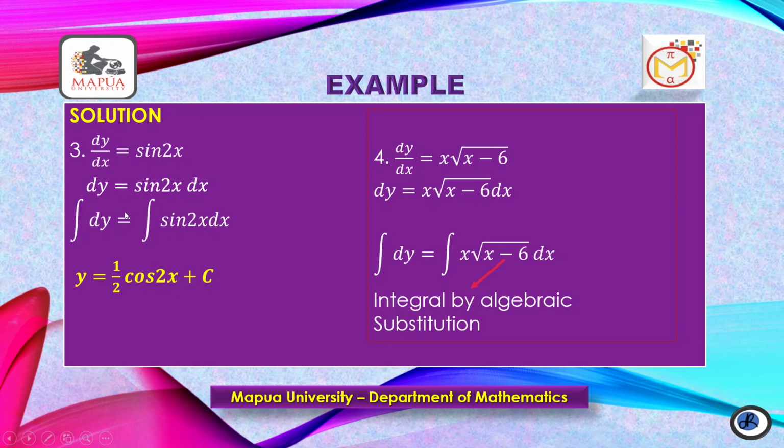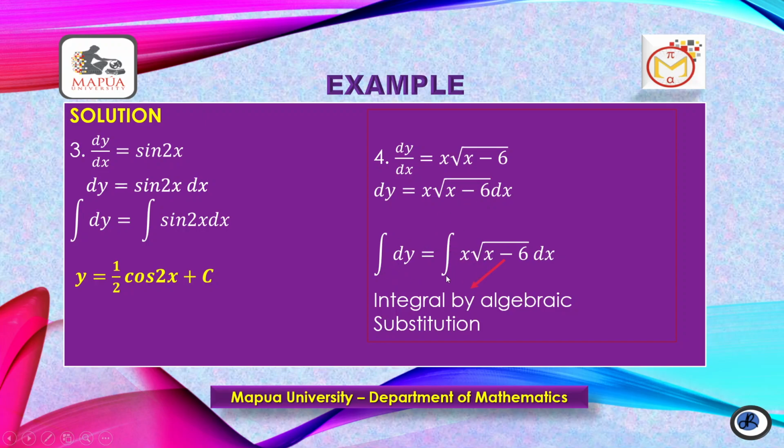1/2 cosine 2x, because we need to add 2 and 1/2 as a correctional factor. And for number 4, we have dy with respect to dx equal to x square root of x minus 6, and then combining the x variable with dx, so we have dy on the left side, and on the right side is x square root of x minus 6 dx. Then, all we have to do is just evaluate the integral.